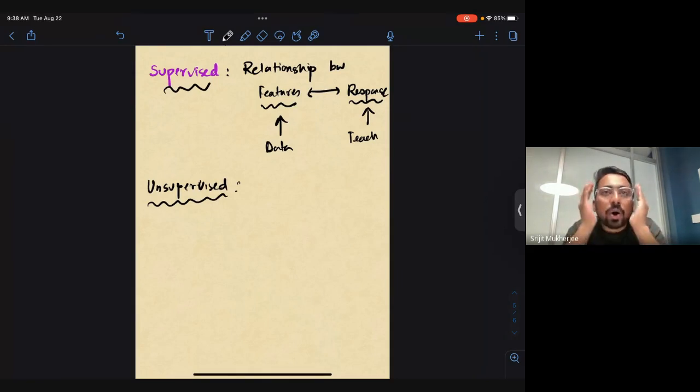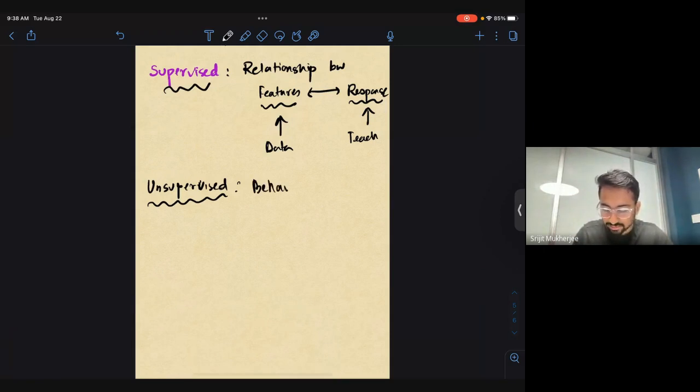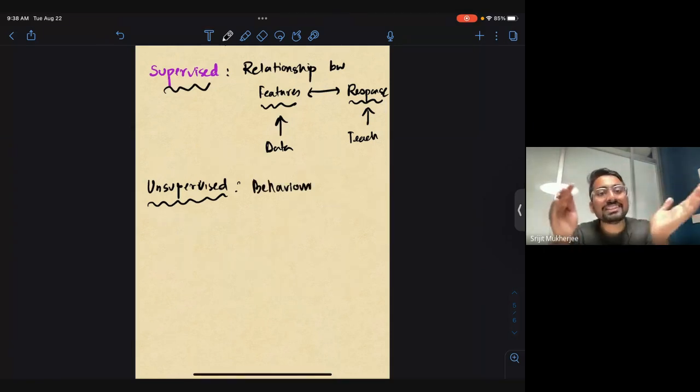You have to observe. So in this case, they are making you observe. Okay, the teacher is making you observe the difference. But in unsupervised, you actually observe and find the pattern and see the difference. And that's why it's behavior. You're seeing the behavior, the difference. You're observing it and seeking the pattern.